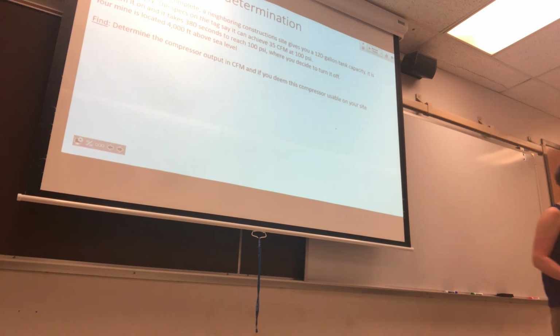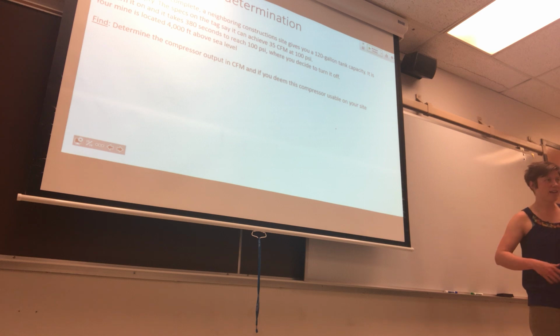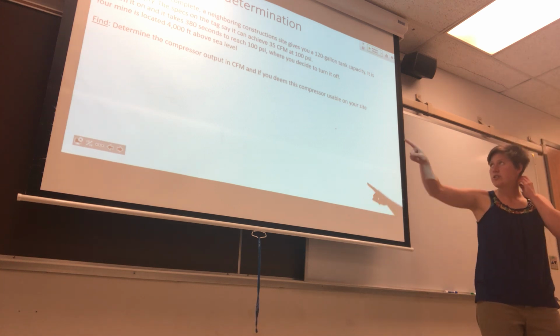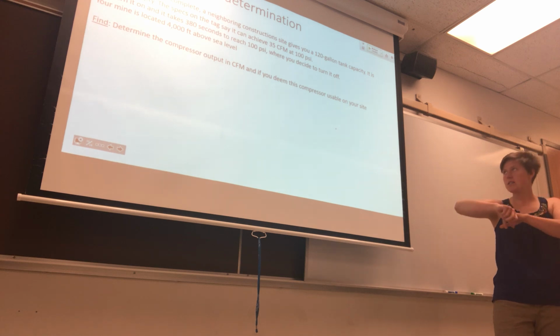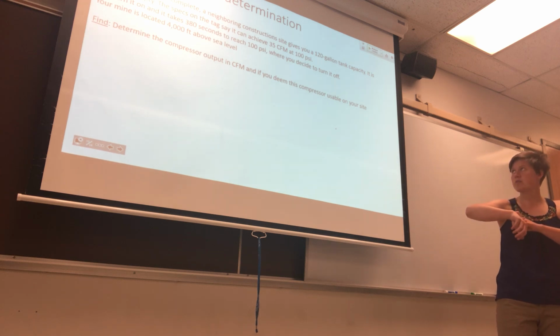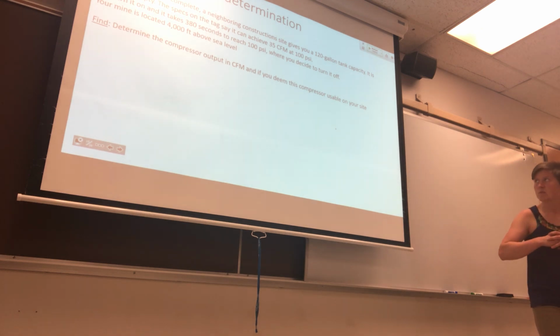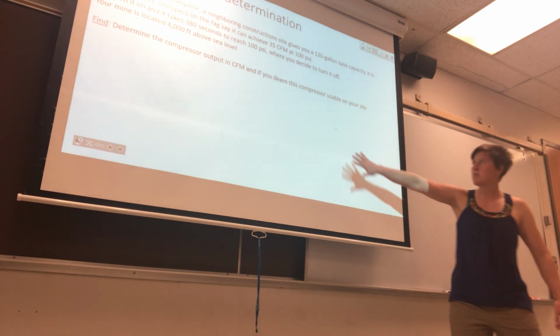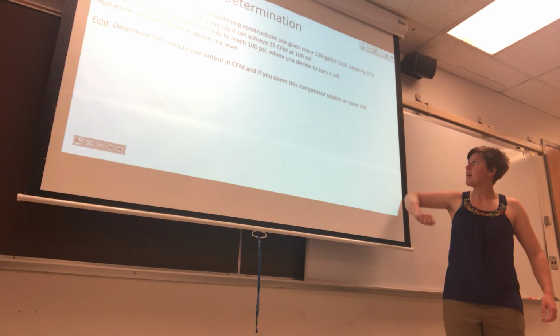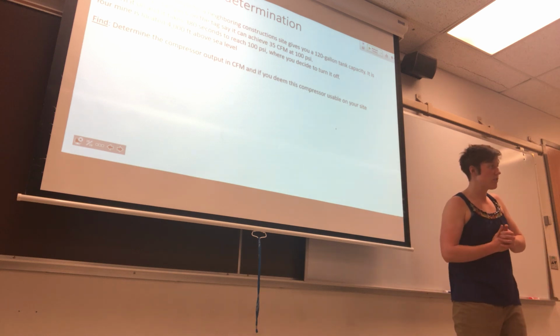So you're like, okay, I'm gonna test this tank out because I don't wanna just take it and it have a leak or be something I don't want. So you're gonna turn it on and you say, okay, time is 380 seconds to reach 100 PSI. And you're like, okay, cool, that's enough time, I'll turn it off. And you know that your mine is located at 4,000 feet above sea level. Okay, I'm gonna give you all 5 minutes to try to solve this yourself, and then we'll go over it in class. So determine the compressor output in CFM, and then if you deem this compressor to be usable on your site.